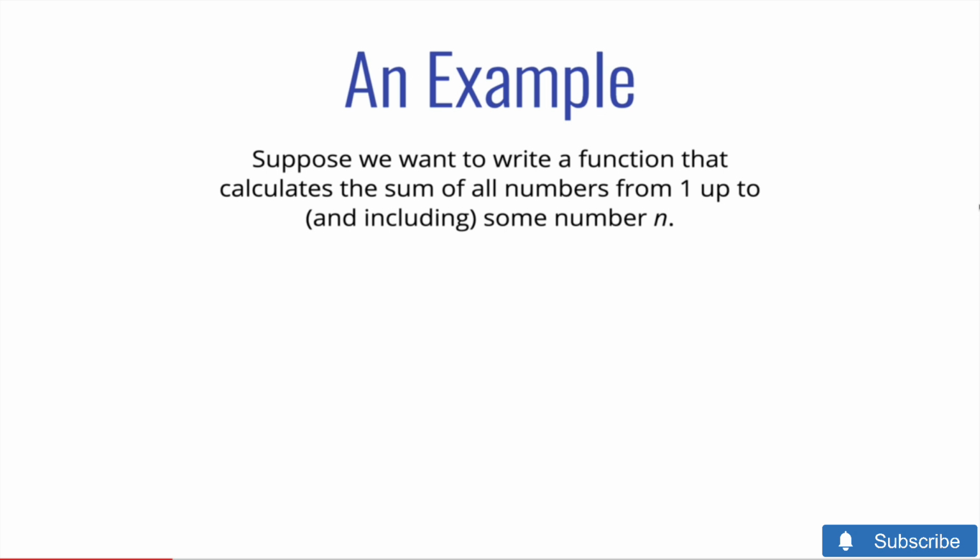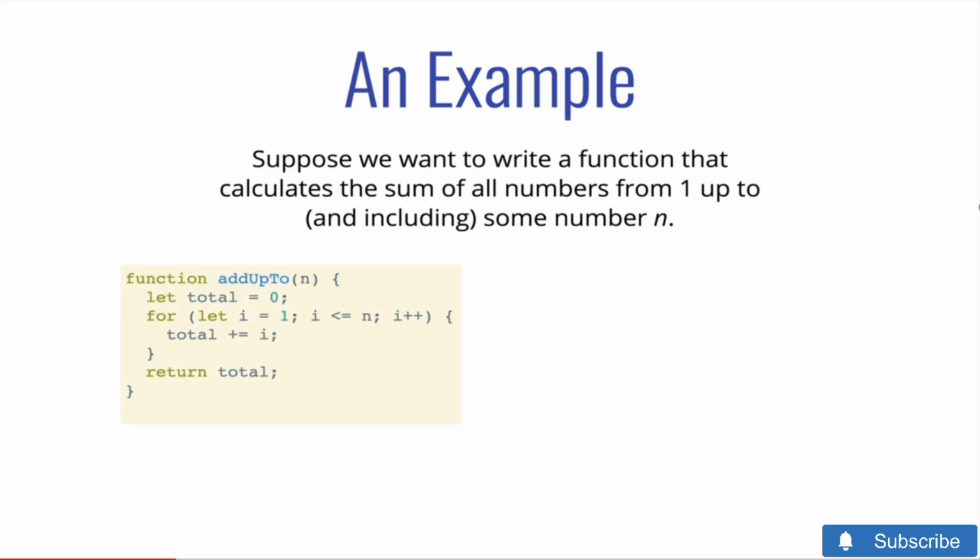So if we plug 3 in, we should get 1 plus 2 plus 3, which is 6. The most common, or the easiest to come up with solution, this is the one that comes to my mind first, is to basically create a total variable, an accumulator, and loop through all those numbers and add them in one at a time, starting at 1 all the way up until n.